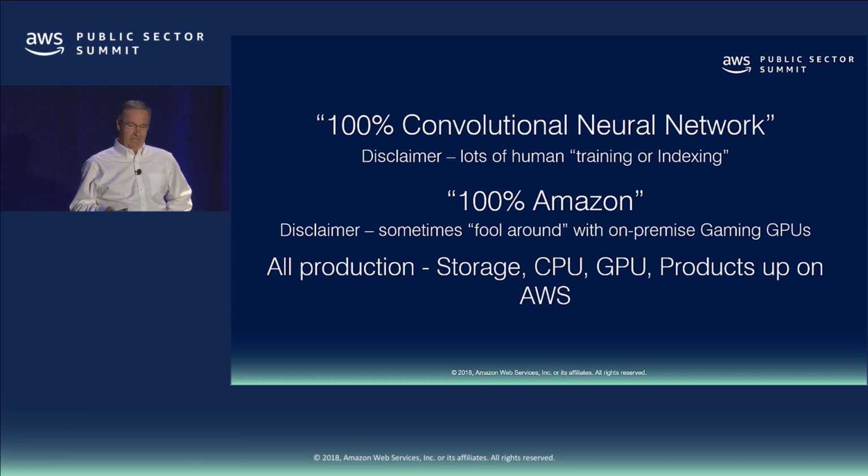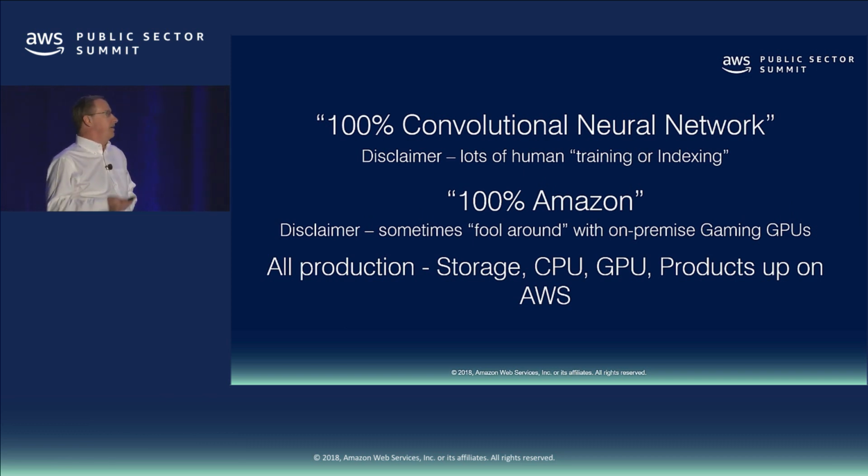And the other disclaimer I'd say is we are 100% Amazon. Everything we do is on Amazon, literally, other than the fact that very often the engineers want to get their hands on some fun gaming GPU processors to fool around the office and do experiments. But we try to ask people not to do that. Our storage, CPU, GPU, everything, our presentation to our end customers, is 100% on Amazon.